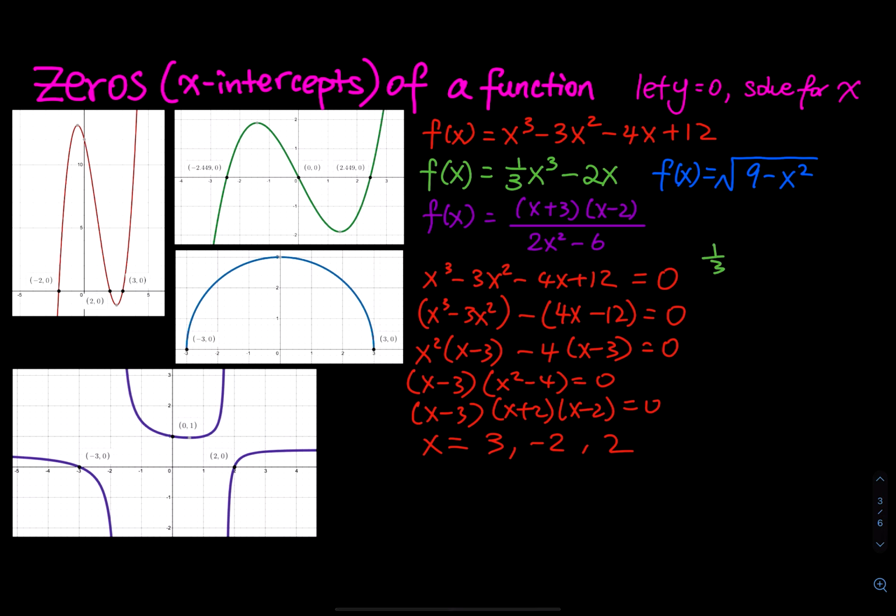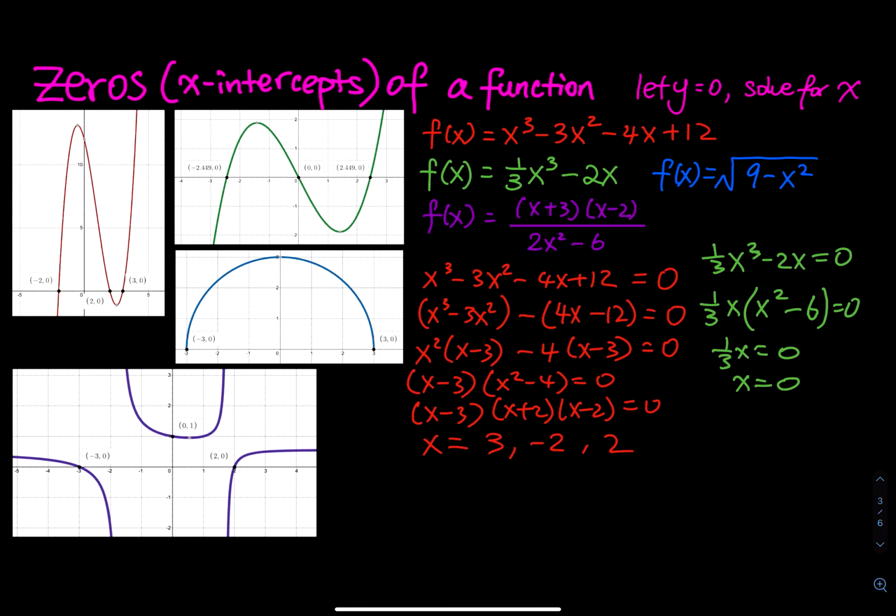So we have 1/3 x to the third minus 2x equals 0. I will take a 1/3 and an x out. I will factor as much as I can. So I have x squared, and then minus what? What number goes there? The answer is 6, because 6 divided by 3 is equal to 2. So we have 1/3 x times x squared minus 6 equals 0. So x is equal to 0, or you have x squared minus 6 equals 0. x squared is equal to 6.